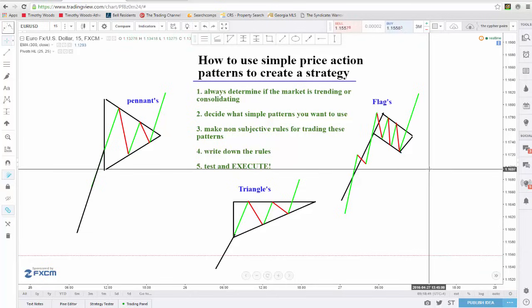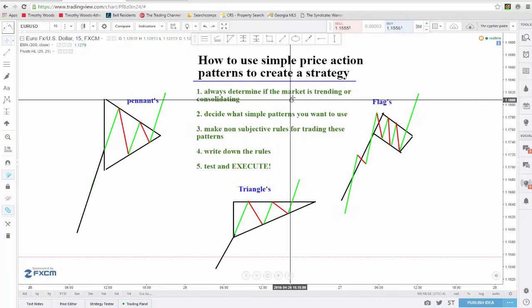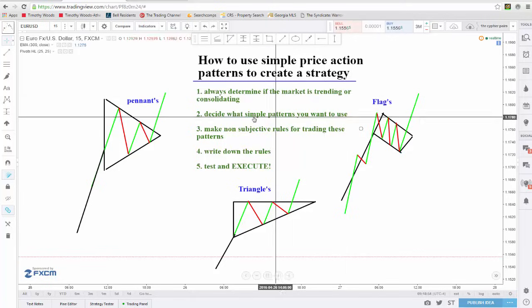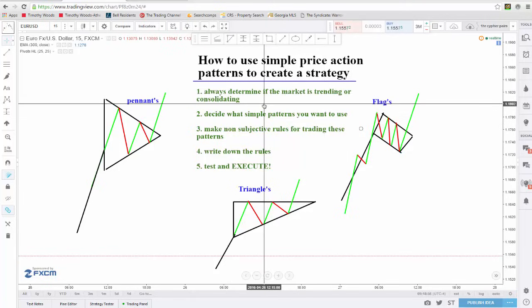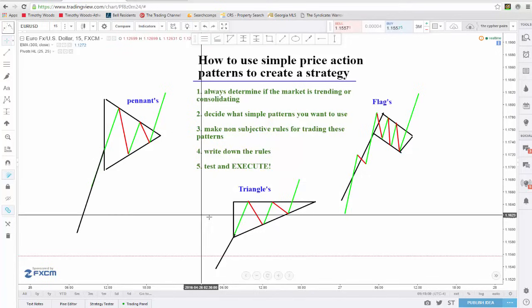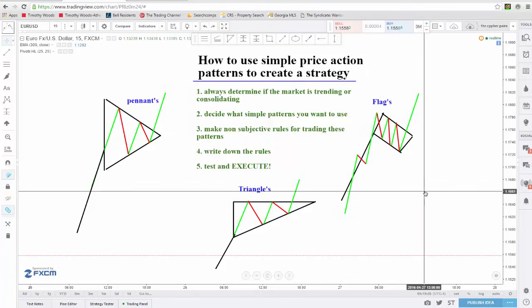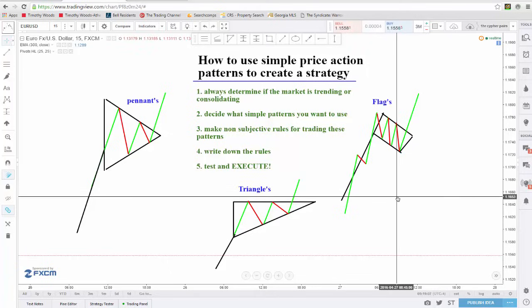I have taken the liberty of writing down some steps that I think would be important to take while considering using these patterns in a strategy, and those steps are: always determine if the market is in trend or in consolidation. The reason this is important is because although these simple price action patterns often are forms of consolidation, they are actually continuation patterns of an underlying trend.